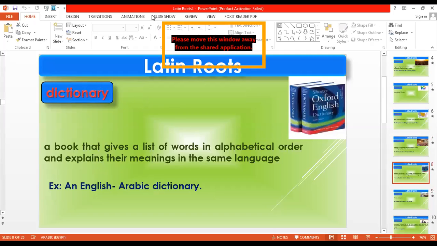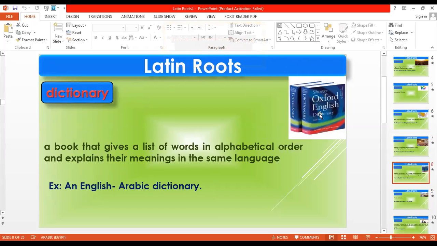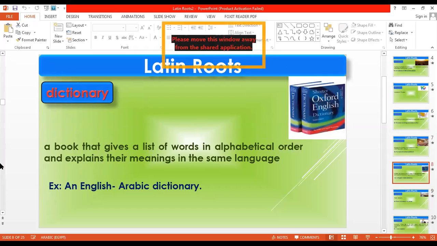Dictionary. It's a book that gives a list of words in alphabetical order and explains their meanings in the same language, like Oxford English. For example, an English-Arabic dictionary gives you the meaning of the words in English and Arabic.